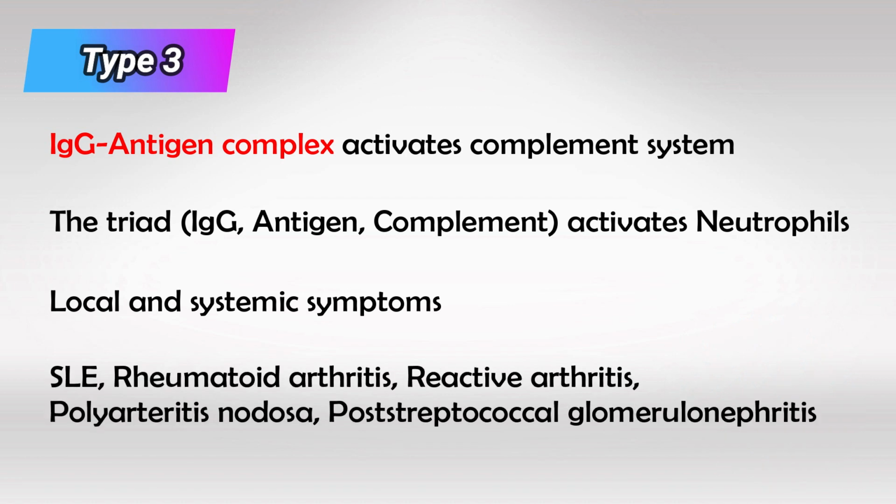The examples we have are SLE, polyarteritis nodosa, Arthus reaction, serum sickness, and post-streptococcal glomerulonephritis. Keep in mind this often takes days to develop, so it's not the fastest.